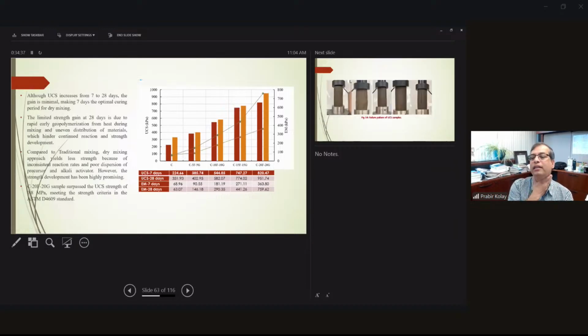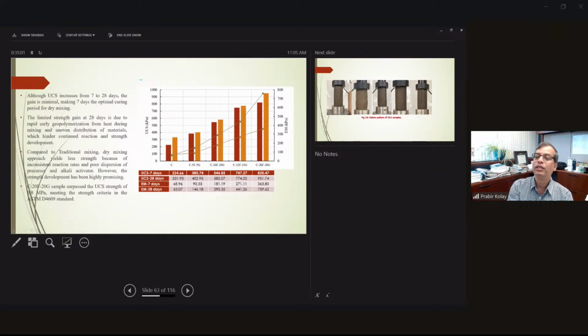UCS strength over here is for different combinations. You can see the values here, and then the modulus of plasticity, how it is changing for 7 days and 28 days. The first column is 7 days, then 28 days. This one is 7 days and 28 days. Not much difference. This is also not much difference, as I mentioned earlier.